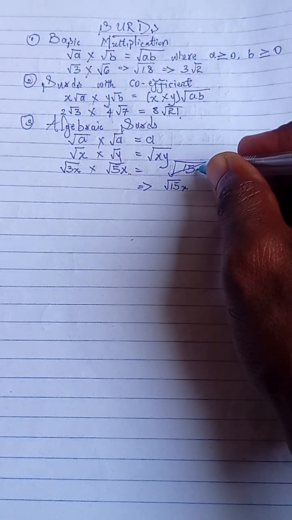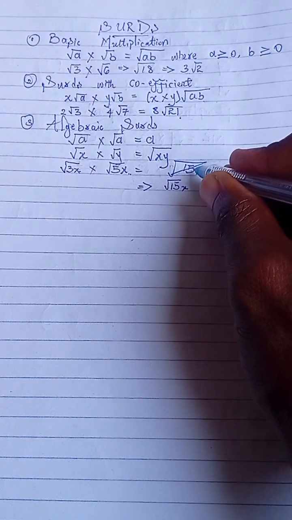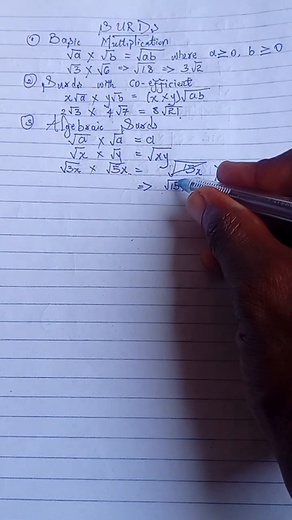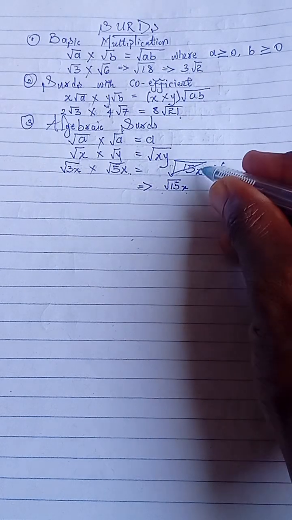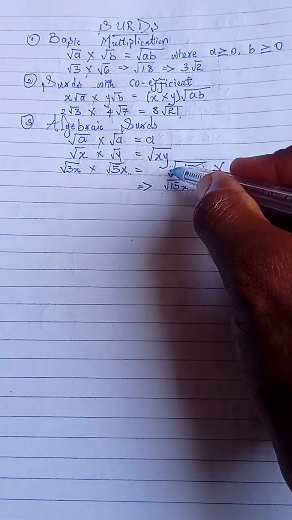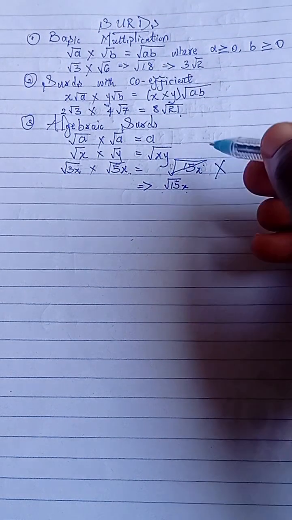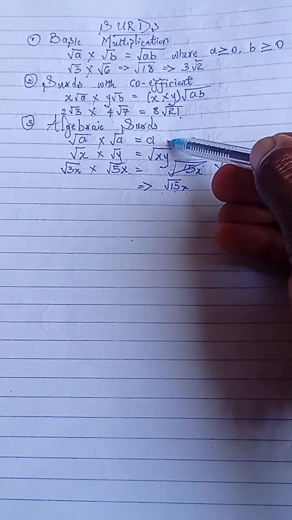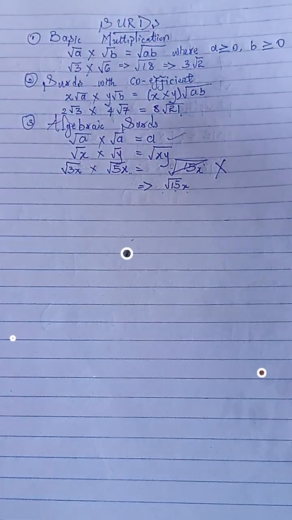Note what I said. This other one, some persons would have written it like this: root 15x. This is wrong. So this is root 15x. It's separate from this. So the root here is affecting the 15 and the x, but in actual sense, it should be only on 15 with this rule here. That's how it works.